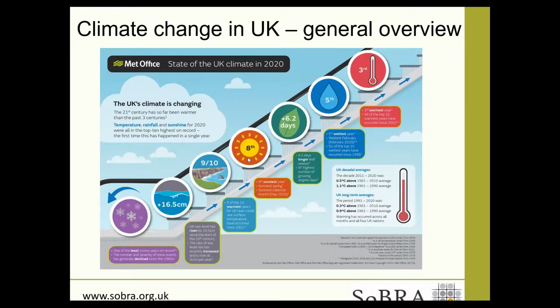So the State of the UK Climate 2020 report contains a number of statistics and trends associated with the climate in the UK, some of which you can see on this slide. The key points to note are that the UK climate is changing. Recent decades have been warmer, wetter and sunnier than the 20th century. And the year 2020 was the 3rd warmest, 5th wettest and 8th sunniest on record in the UK. And it's the only year to feature in the top 10 for all 3 categories.